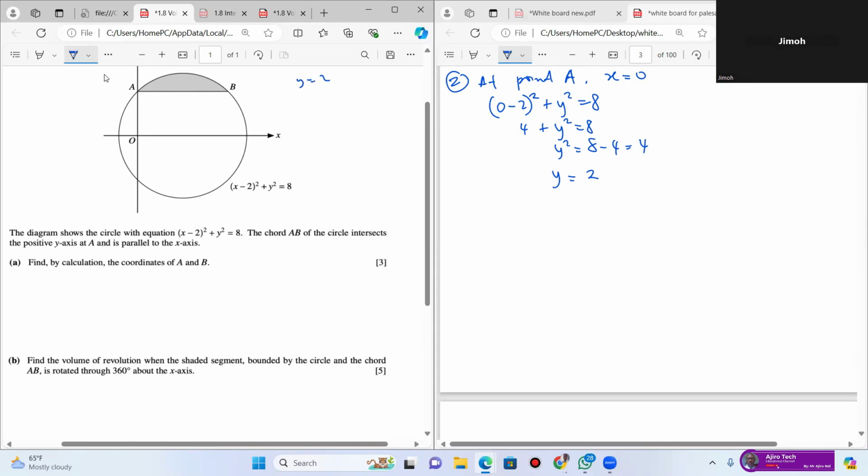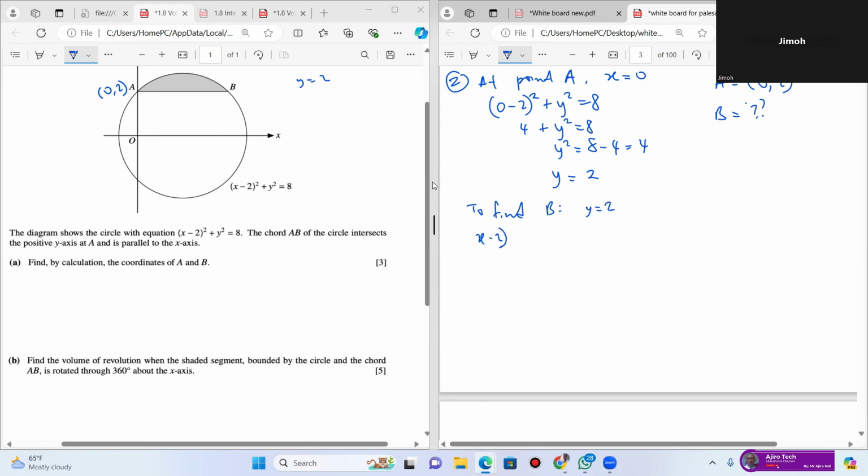So this point now, they say coordinates. That means x is 0, y is 2. So point A is 0, 2. Now I want to find point B. To find point B, y is still 2, isn't it? Yes, so to find B, y is still 2.